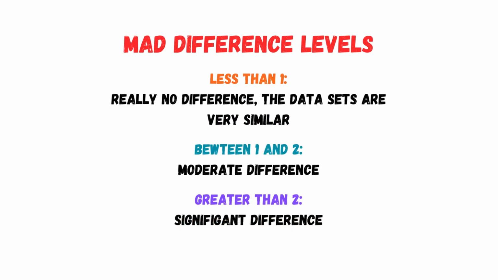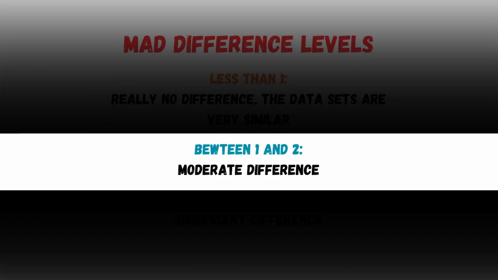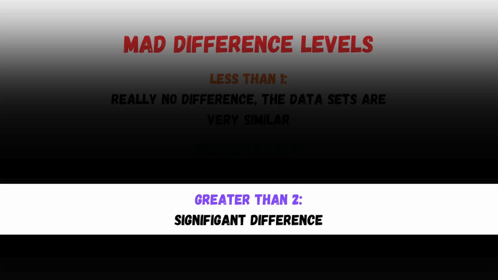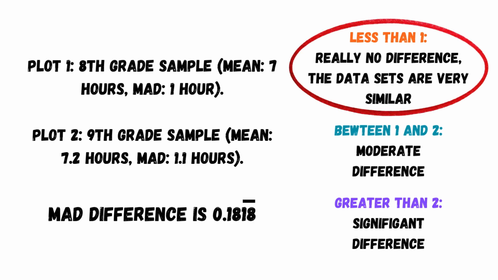Here's your statistical cheat code. A MAD difference less than 1 means there is really no meaningful difference. A score between 1 and 2 is a moderate difference, and anything over 2 is significant. Because our score of 0.18 is way less than 1, we can confidently conclude that there is no big difference in sleep times and the two groups are highly similar.